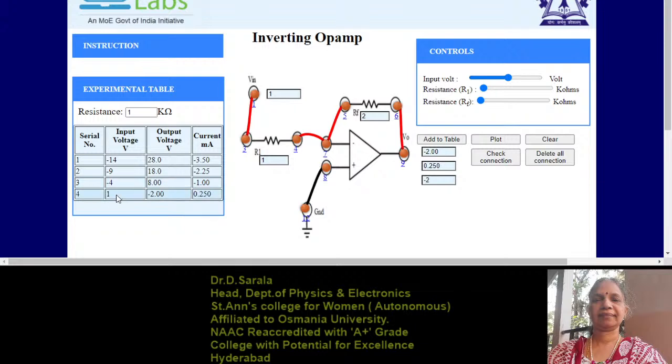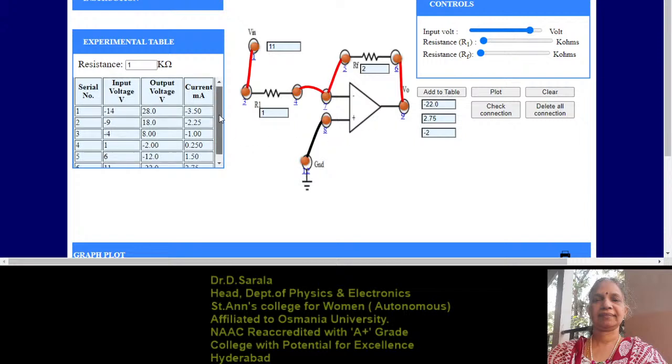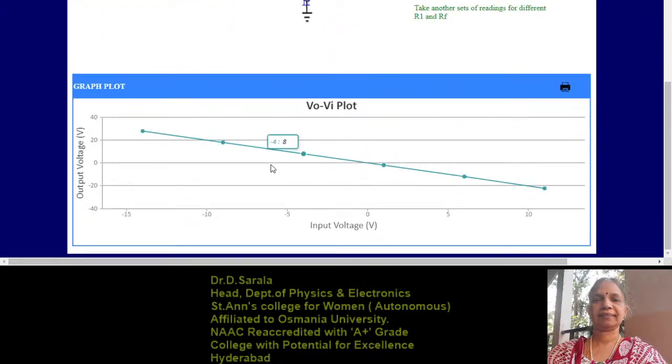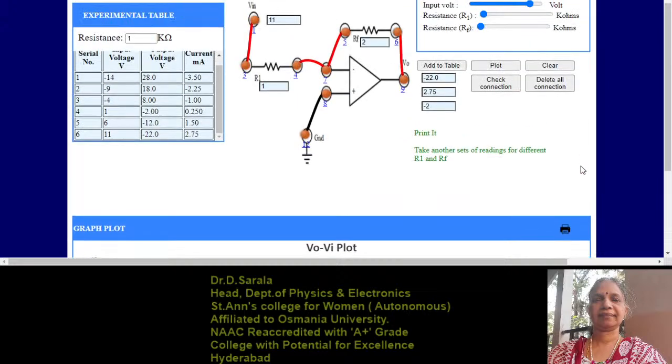Now it became plus 1, minus 2. 6. 11, minus 22. So likewise, you can even plot and see what's happening. Hold it anywhere. Minus 9, 18. 1, minus 2. It's falling. But take a screenshot of this and keep this.